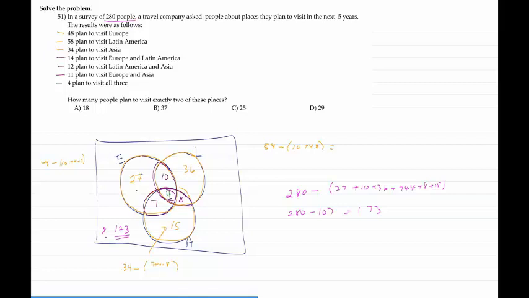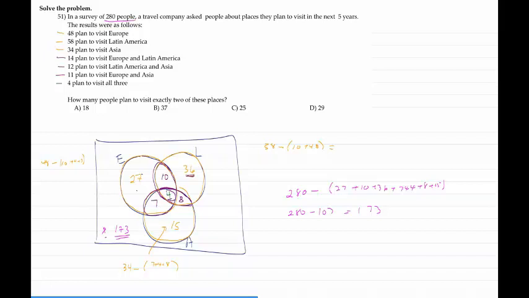Okay, so now that I've got the completed Venn diagram, like I said, there's a lot more questions I can ask you. One example is, how many plan to visit none of these countries? That would be 173. How many plan to visit only Latin America? So only Latin America would be these 36. As they want to visit Latin America, but not Europe and not Asia. So like I said, there's a wider range of questions we can ask now. So please let me know if you have any questions.